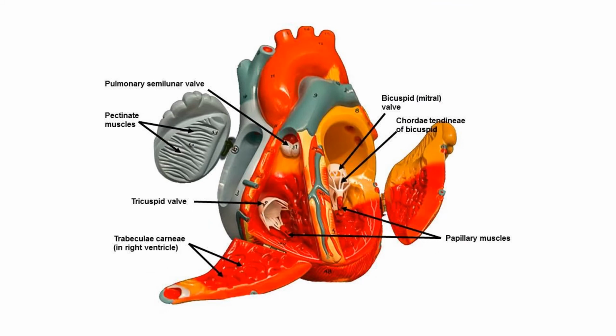Similar model, just opened up. I'm going to highlight some structures I haven't highlighted already. We can see the pectinate muscles that give the bumpy appearance to the atria. Again, the bumpy material down here in the ventricles would be the trabeculae carneae. Those thumb-like muscles I highlighted before, the papillary muscles. We can see our bicuspid and tricuspid valves up here, the pulmonary semilunar valve. Can't see in this perspective the aortic semilunar valve.